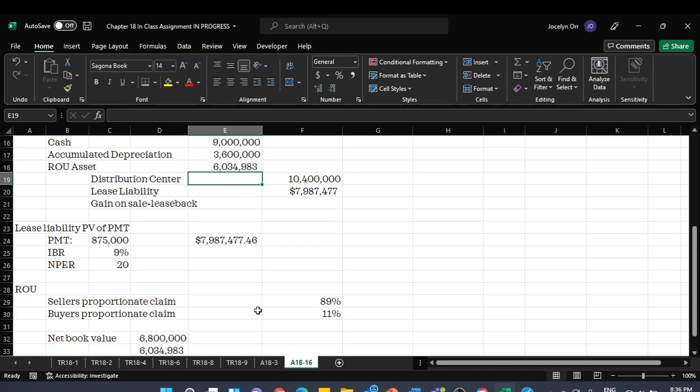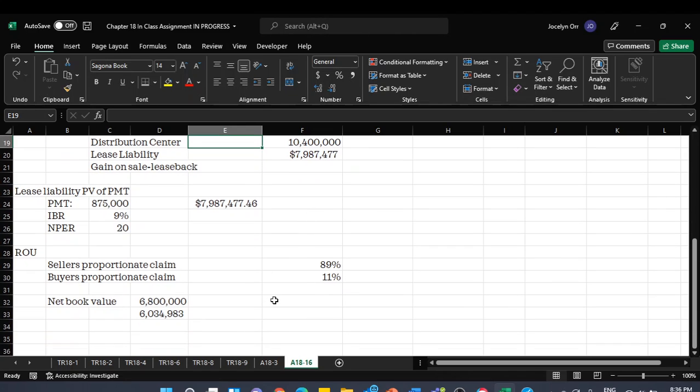Okay. The last part of our journal entry is the gain on the sale or leaseback. Of course, we could just take the difference between our debits or credits, but let's tie this all together and calculate that gain based on the buyer's proportionate claim.